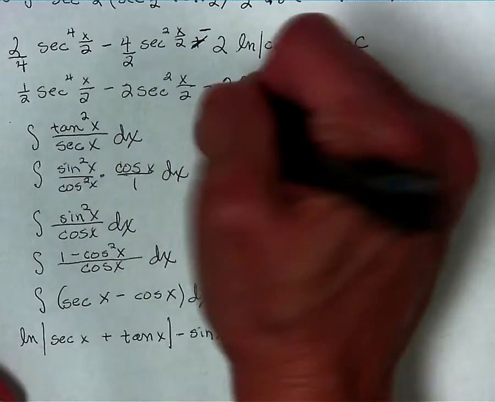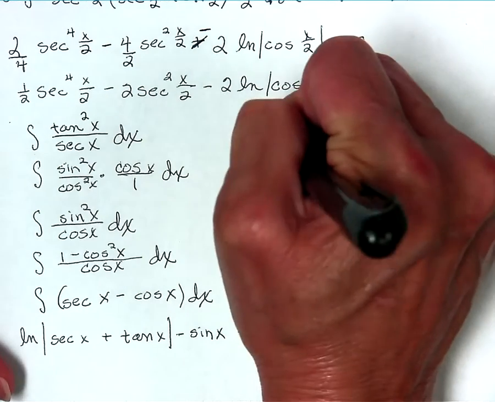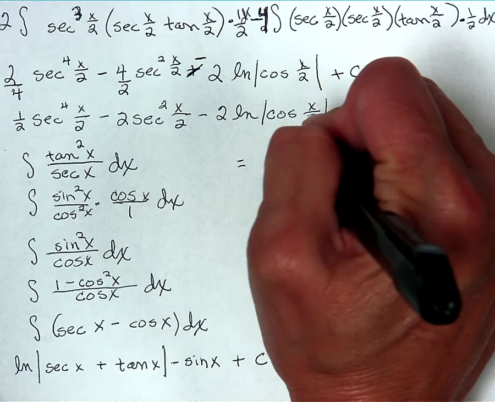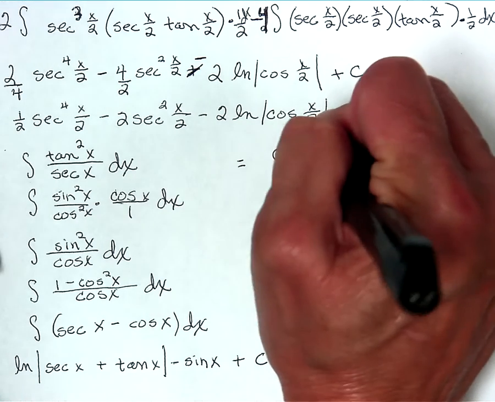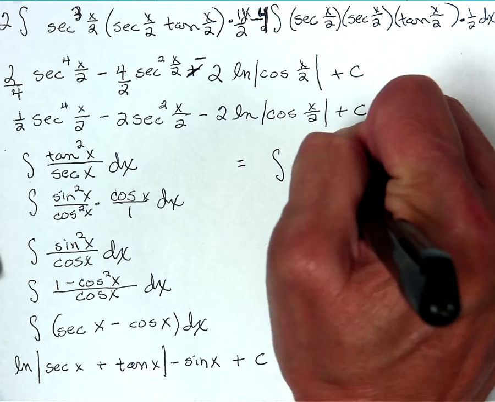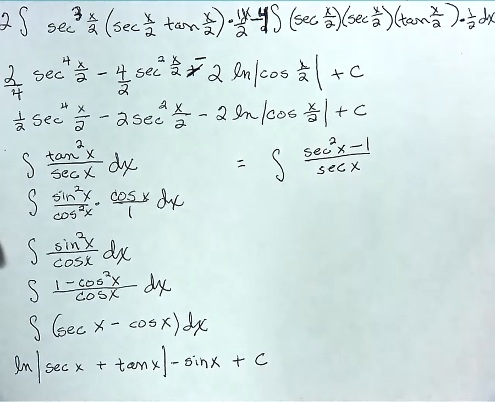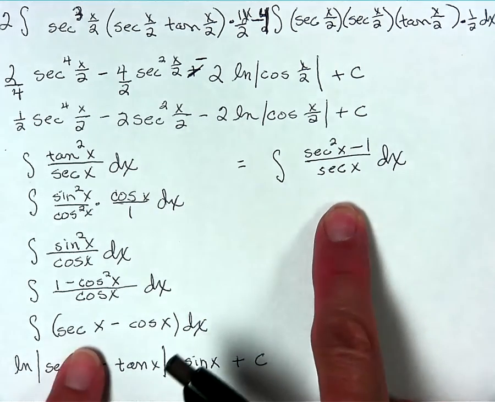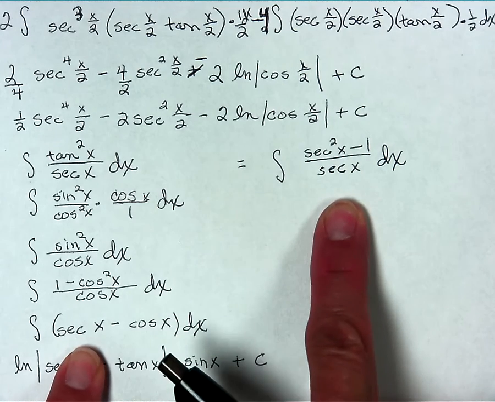And what I did differently, Cheryl, would have ended up being the same thing because tangent squared is secant squared minus 1. And when you break that into 2 terms, it's still secant minus cosine.